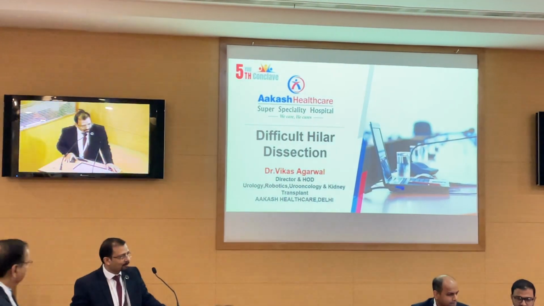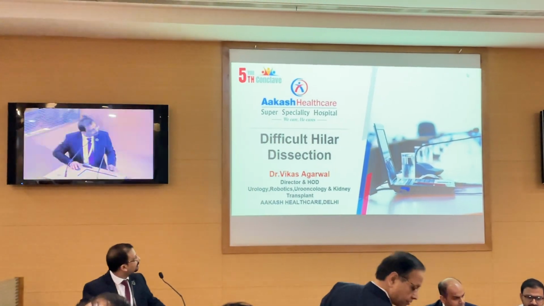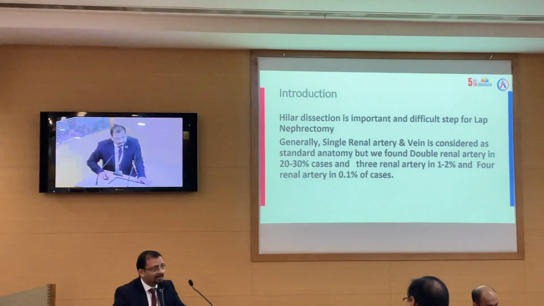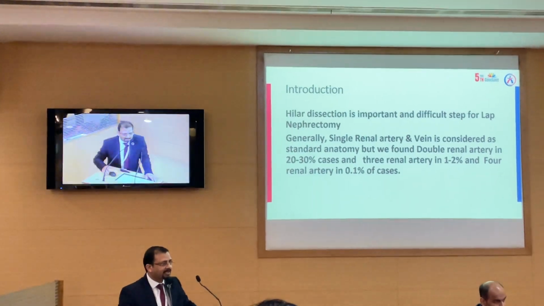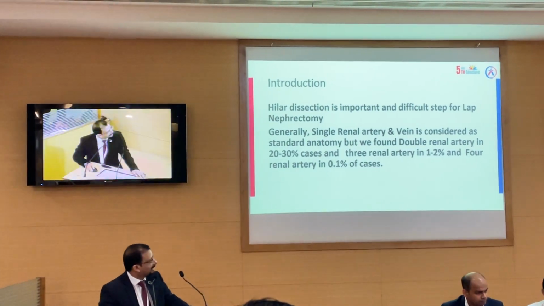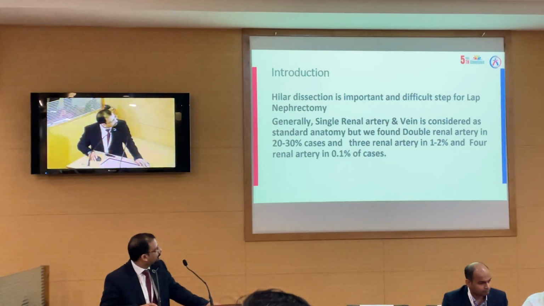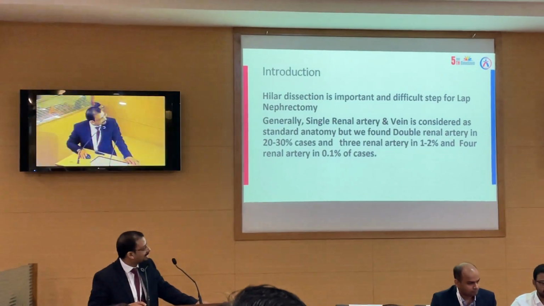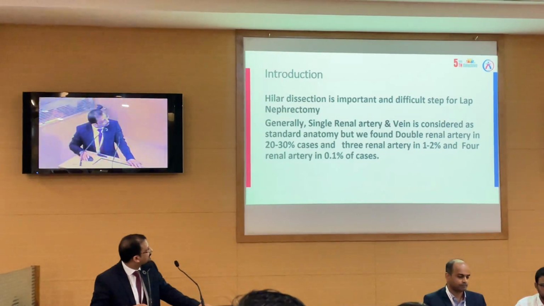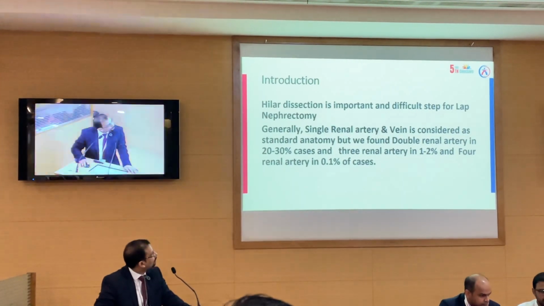So I will be talking about difficult hilar dissection. He has given me the topic on this. As we have been seeing since morning, hilar dissection is a really important step whenever you do a nephrectomy. Generally a single renal artery and vein is considered the normal anatomy, but it is not always so. We found double renal artery in 20 to 30% of cases, three renal arteries in 1 to 2% of cases, and sometimes we came across up to 4 renal arteries.